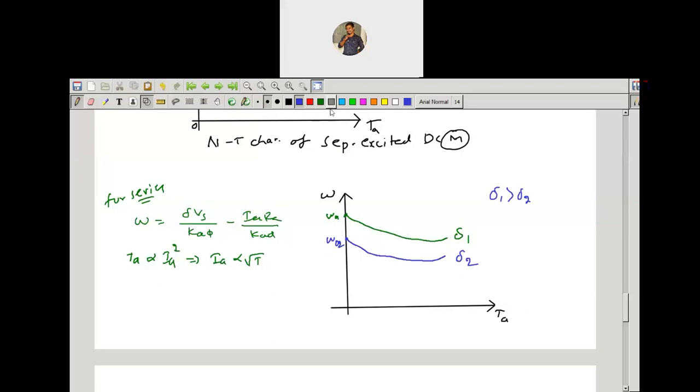Again, if I want to draw for one more duty cycle, delta 3, then this could be the no load speed omega 03, the third case. Okay, so it is for the delta 3 duty cycle. So in this way you can get the required speed torque characteristics of a DC motor by controlling the duty cycle, right? So it is about motoring mode output.